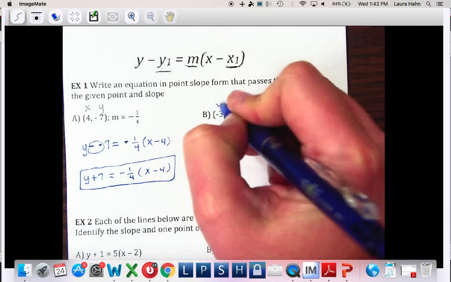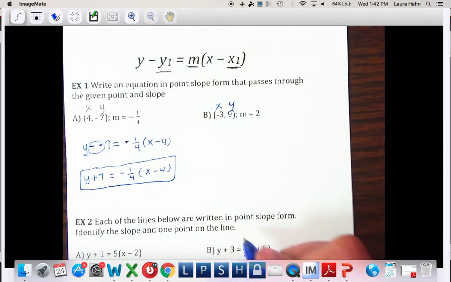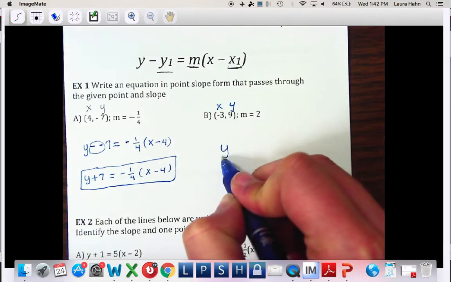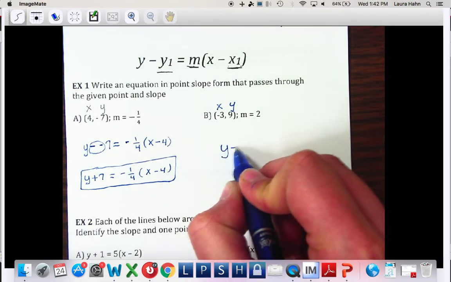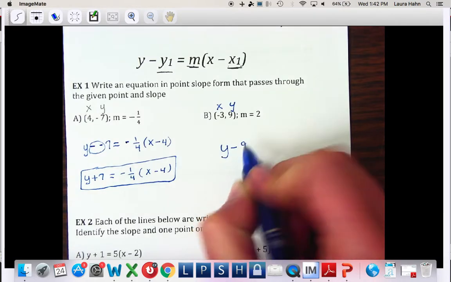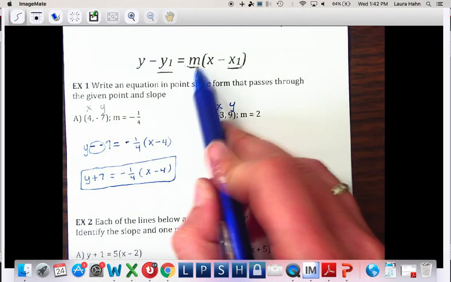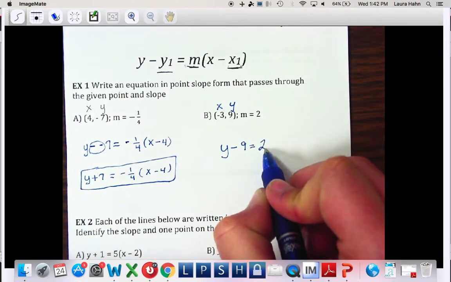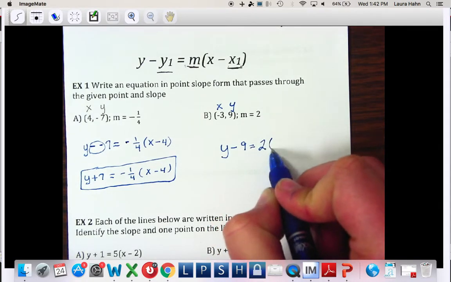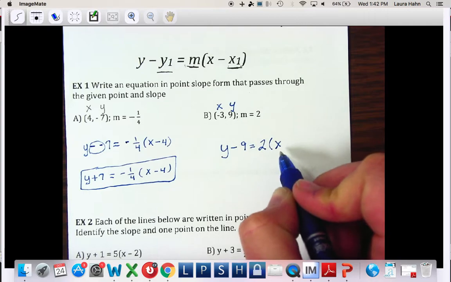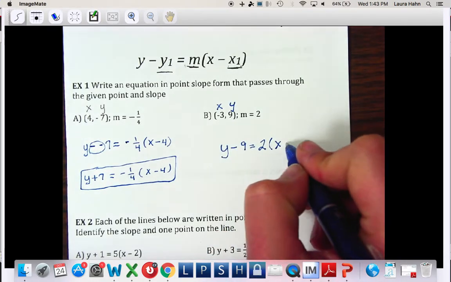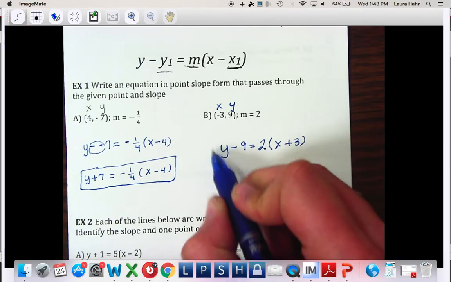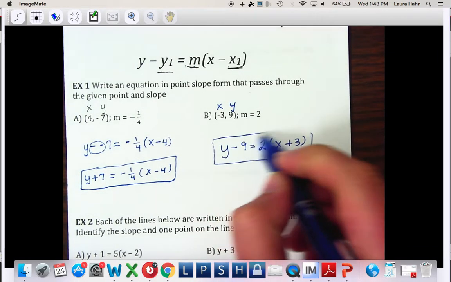So x, y. I know I'm going to write y, and then I look at the y from my point. It's a +9, so I'm going to do the opposite and write a -9. Then we're going to put equals, and we're going to plug in our slope, which in this case is 2. We're going to write our parentheses and then write x, and then we're going to look at the x from our point. It's a -3, so the opposite is x plus 3. And that is your equation in point slope form.